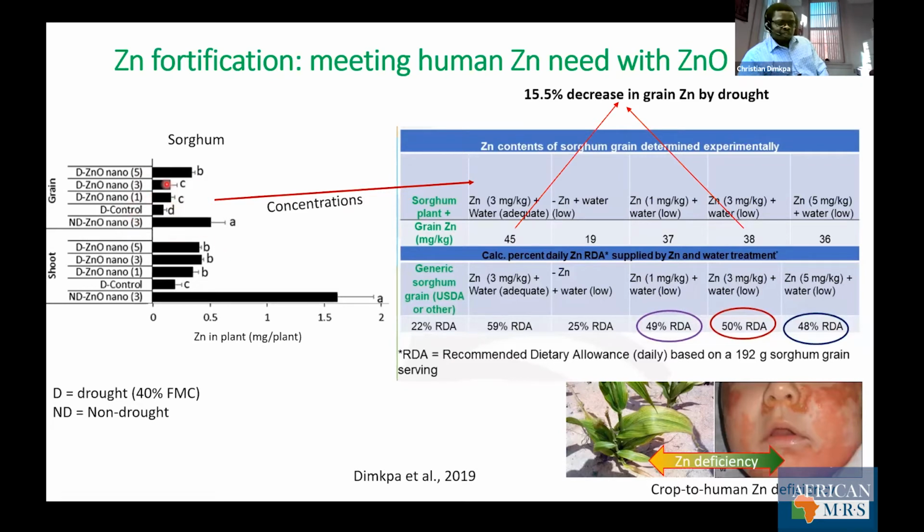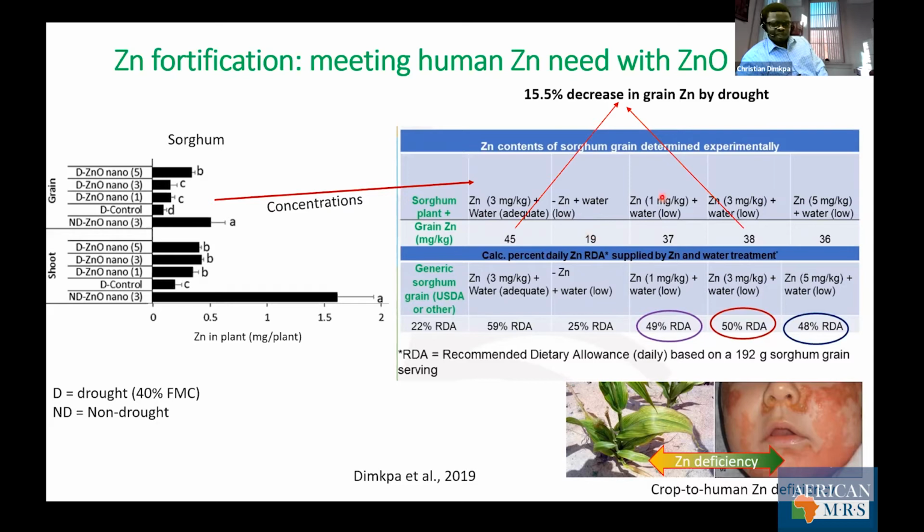If you extrapolate these numbers here and convert them to actual concentration, like ppm, these values are amount per plant, so milligram per plant. You convert them to actual concentrations to see how much of the zinc is in your grains. So this we convert to, for the case of zinc added at 3 ppm, where you have water availability, you have 45 ppm of zinc in your grain. And when you have no water and you have no zinc, you have only 19 ppm.